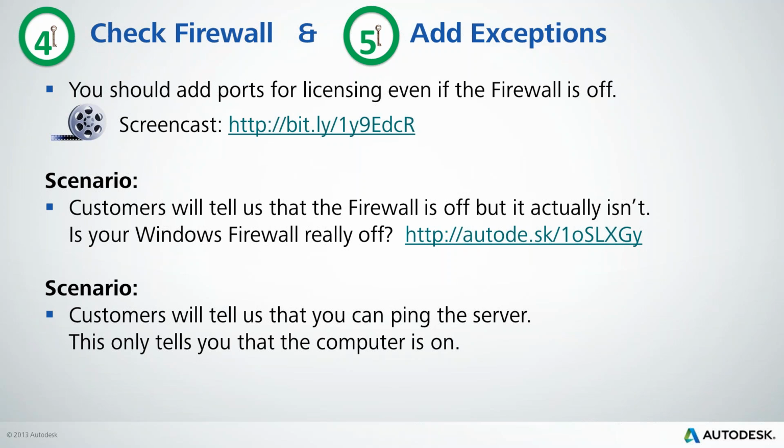The number one thing that we hear is that it's not getting a license, and then we go, they haven't set up the exceptions on the firewall. So it's very important to allow that connection to go through. Once again, port range 2080, 27,000 to 27,009.